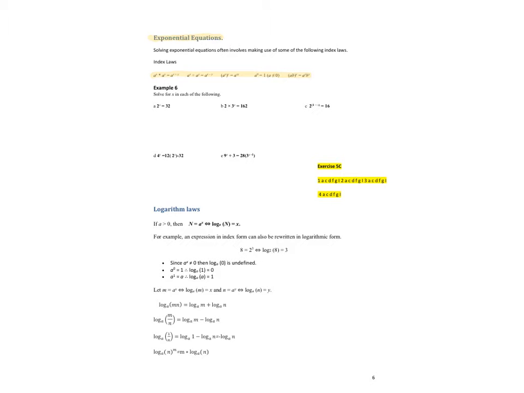To solve tech-free, the idea would be to get the bases the same wherever you can. All right, so if we have a look at these first couple, 2 to the x is the same as 2 to the 5, and because the base is the same, it means the powers are the same. It's called equating. Okay, and that's probably the simplest way.